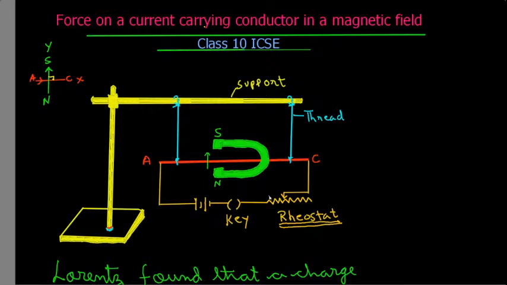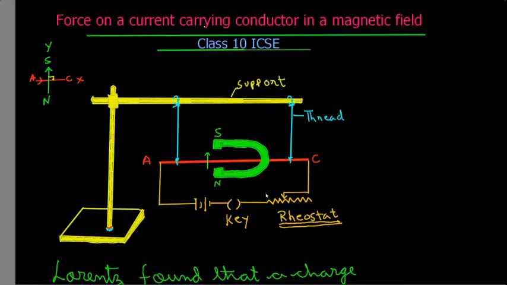It's very simple, beta. If a charge is moving in a direction, and this direction is not the same as the direction of the magnetic field, then it will experience a force, and this force is known as Lorentz force. If the direction is the same, it will not experience any force, but if the direction is not the same as that of the magnetic field, then the charge experiences a force.